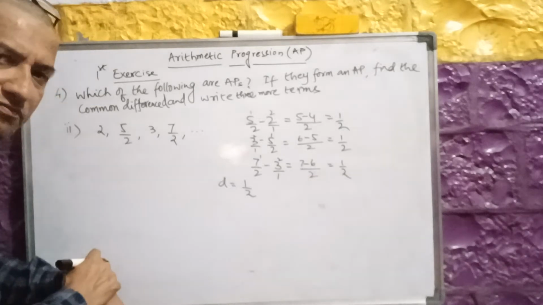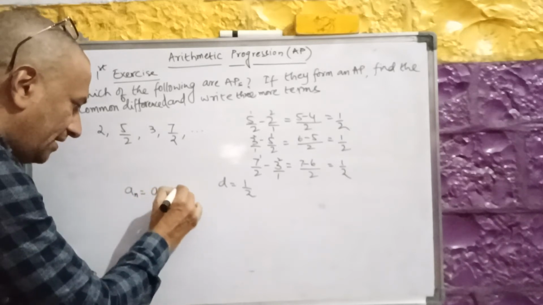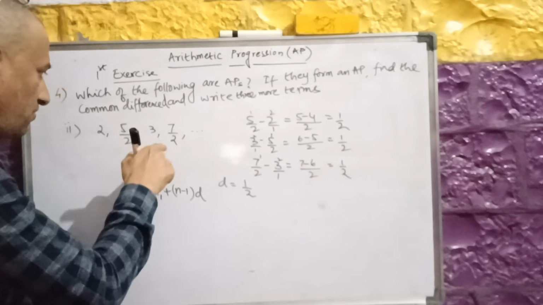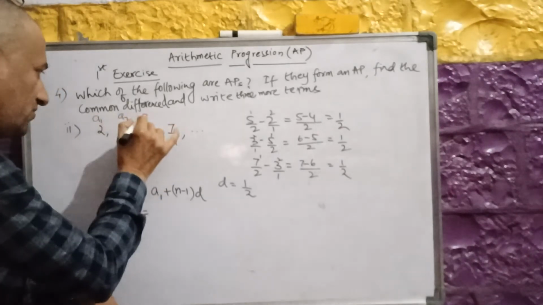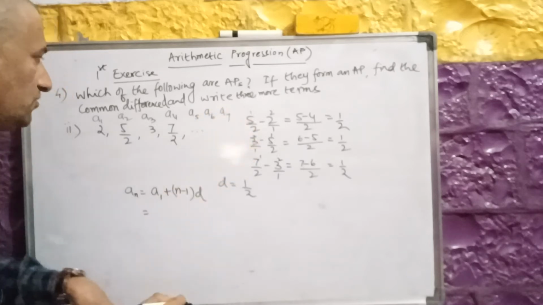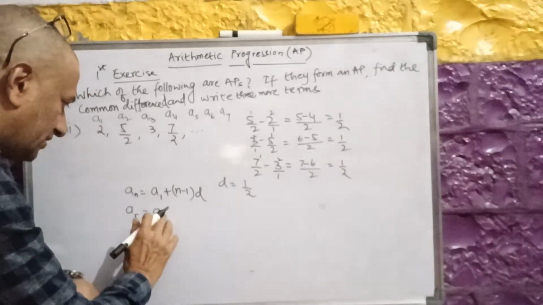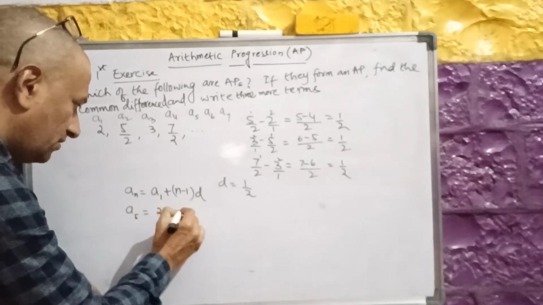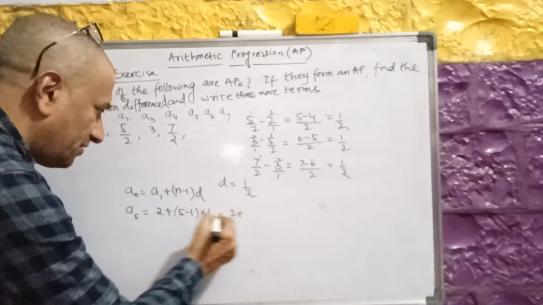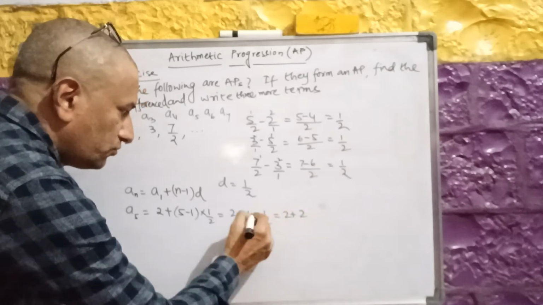Or taking the formula, we know that AN is equal to A1, or A, that is the first term, plus n minus 1 into D. Here A1 is 2, this is your A1, A2, A3, A4. So what we need to find out is A5, A6 and A7. A5 is equal to 2 plus 5 minus 1 into half, which is 2 plus 4 into half, which is 2 plus 2.